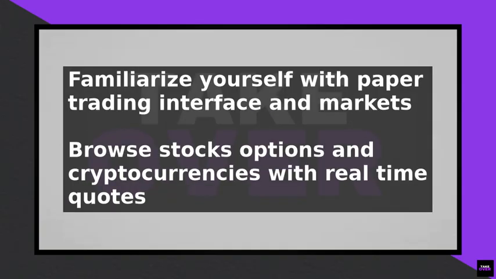Next, familiarize yourself with the paper trading interface, which is similar to the live trading interface. You can browse through various markets, including stocks, options, and cryptocurrencies, and get real-time quotes and charts. To place a trade, select the market you want to trade, choose your order type, and set your position size.